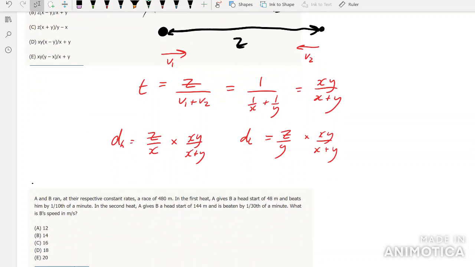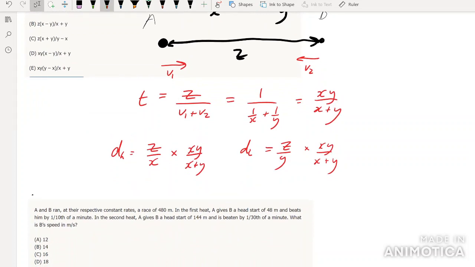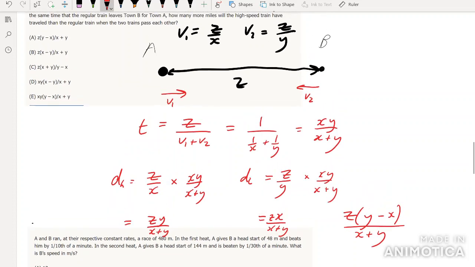And so then how many more miles? Well, we can simplify these a bit. So that's ZY over X plus Y, and this guy is ZX over X plus Y. And so what's the difference in those distances? Well, it's just one minus the other. In other words, Z times Y minus X over X plus Y. And that should be our answer. So Z times Y minus X over X plus Y.